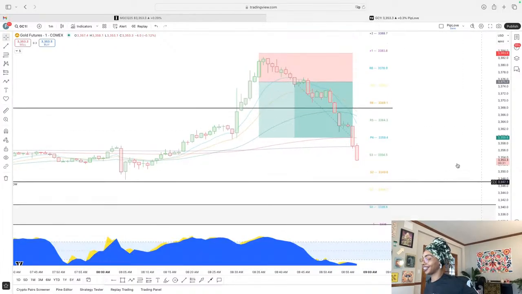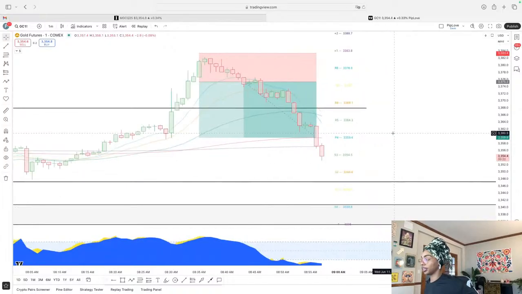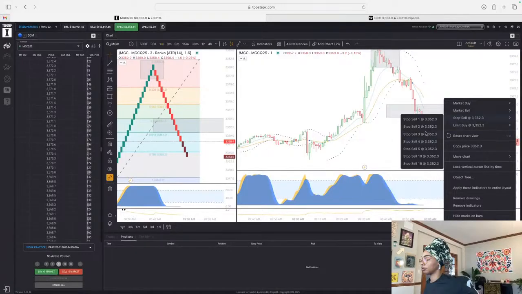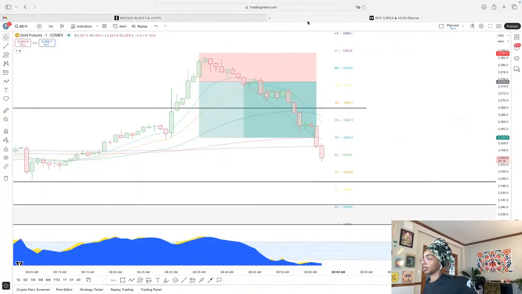So let's see our next levels. If we were still in this trade, the market can come down here. We'll be looking for 33.44 or 33.40. Let's set this baby up. Okay.